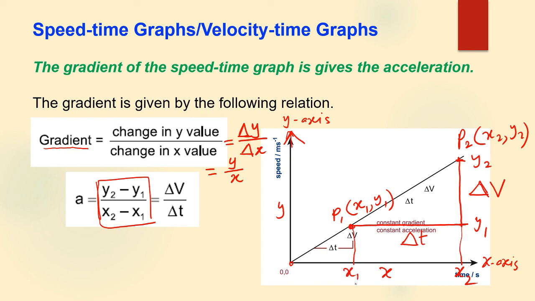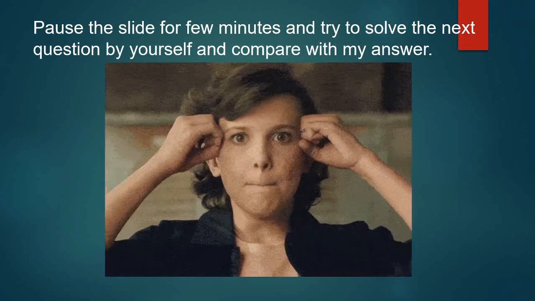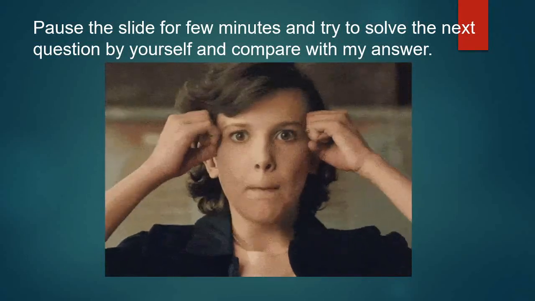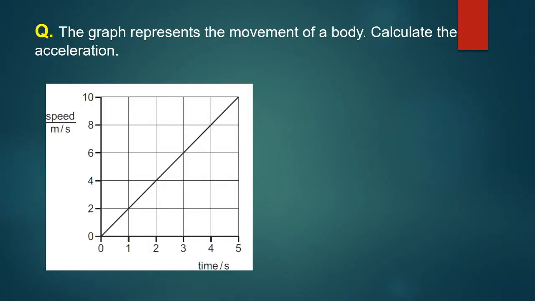But we have another way to calculate acceleration by using rise over run. The vertical distance we take as rise, and run we take as a horizontal distance, the horizontal axis basically. Pause the slide for a few minutes and try to solve the next question by yourself and compare with my answer. The gradient represents the movement of a body.